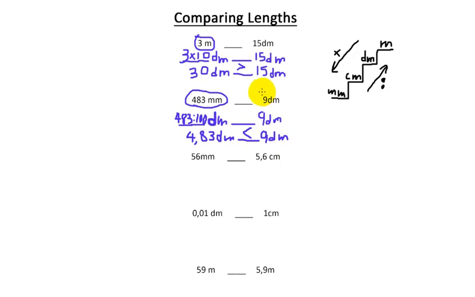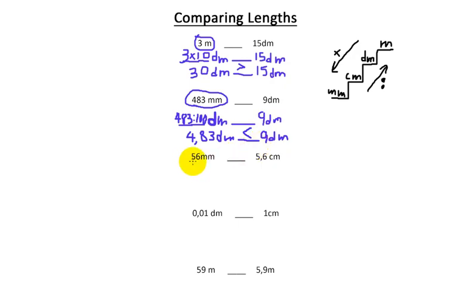If you started by converting this one, what you would have ended up with is 483 on this side and 900 on this side. And 900 is more than 483. So again, we chose this side as greater. So no problem with that.